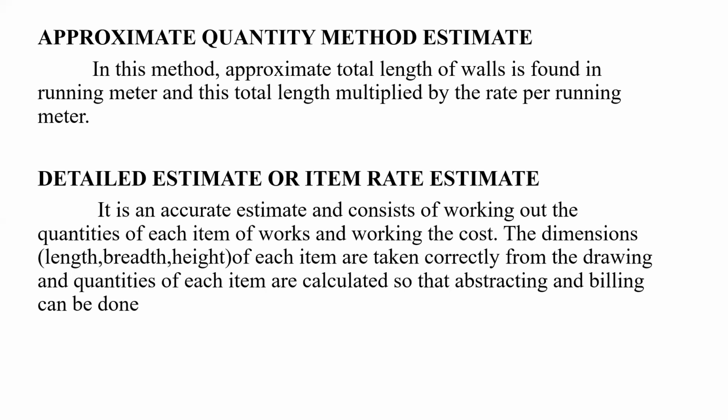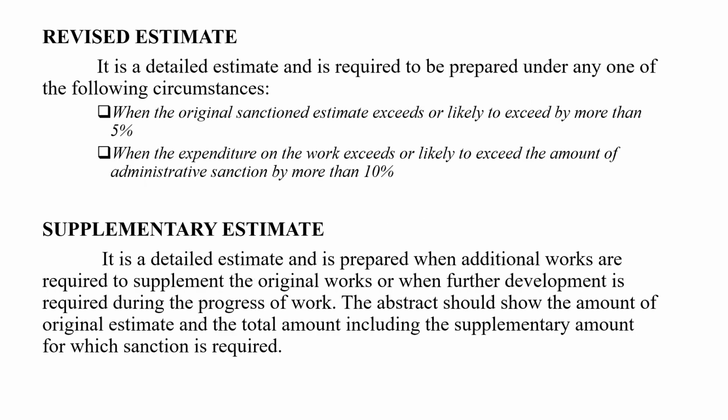Finally, next, revised estimate. It is a detailed estimate, and it is required to be prepared under any one of the following circumstances. What are those two circumstances? One is when the original sanctioned estimate exceeds or is likely to exceed by more than 5%, and another is when the expenditure on the work exceeds or is likely to exceed the amount of administrative sanction by more than 10%. We need to compulsorily prepare a revised estimate, and we need to avoid those excesses.